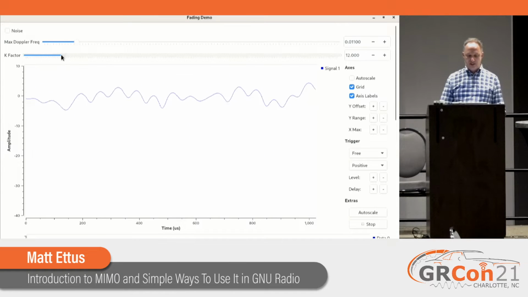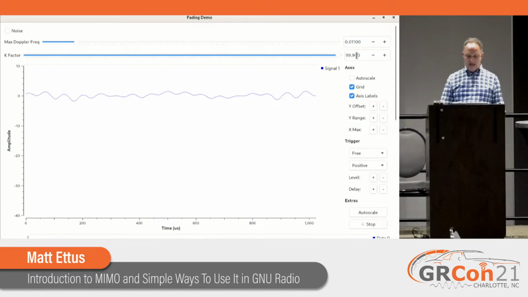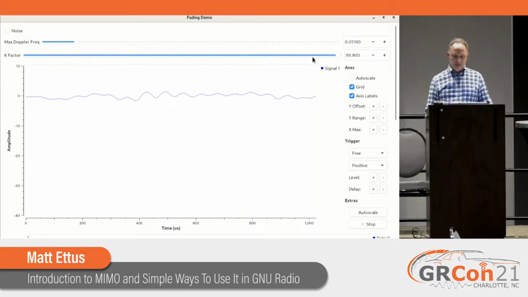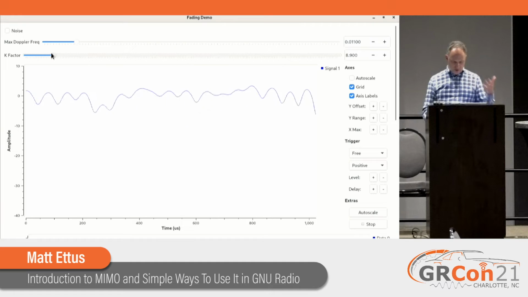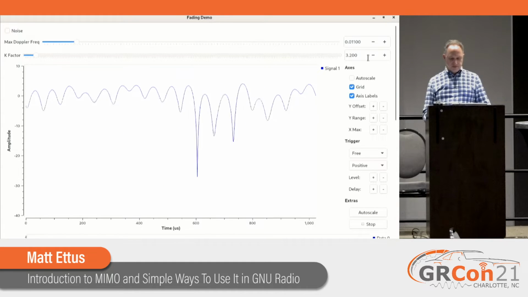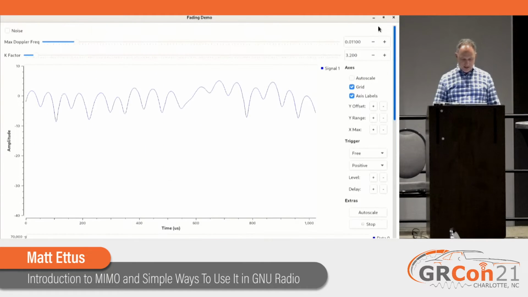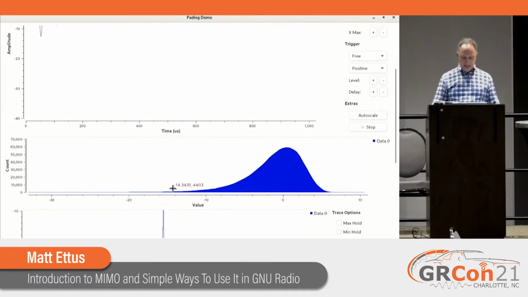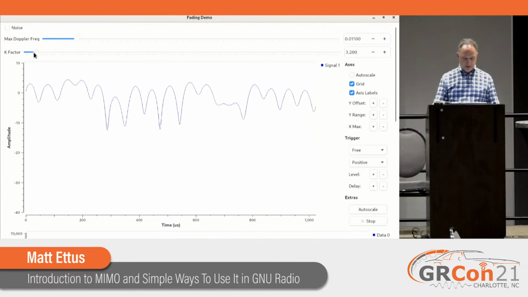And as we increase the K factor, you get more and more direct path, and so the fading gets less and less bad until at maximum, I mean, if you made it infinite, this would just be a flat line. And so it sort of shows the continuum of the different types of fading. But if we look at this in the histogram, I'm gonna change the K factor.